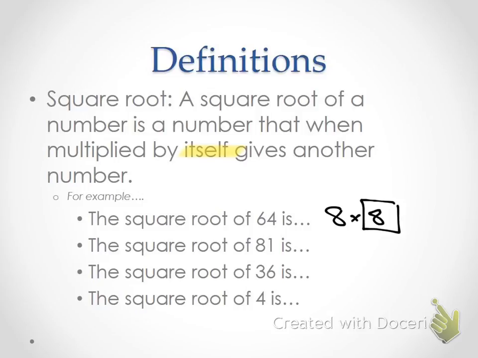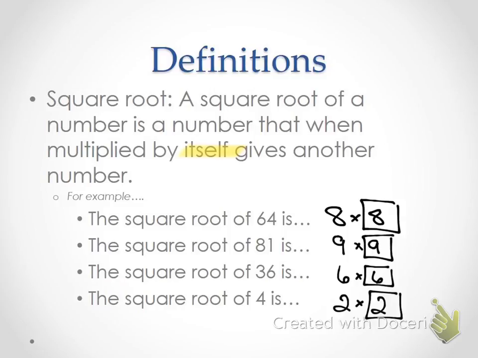What about 81? 9 times 9. So 9 is the square root. What about 36? 6. What about 4? What about 1? 1. 1 times 1 is 1. 1 technically is a perfect square. All right, so that's square roots.